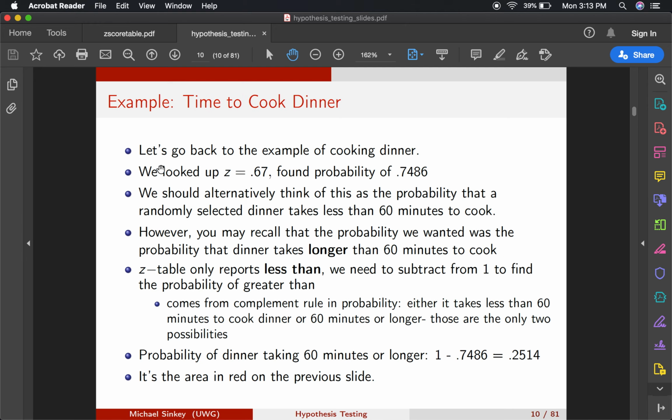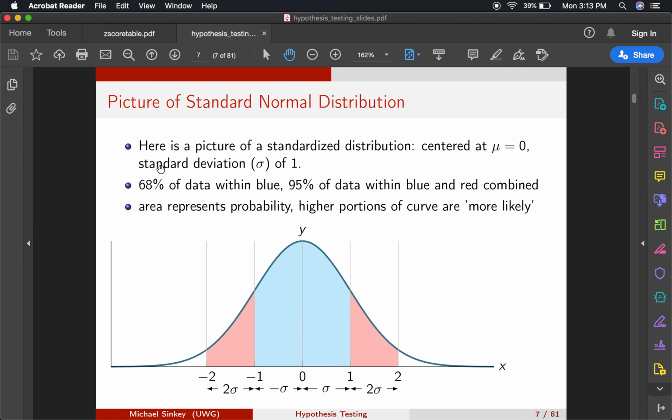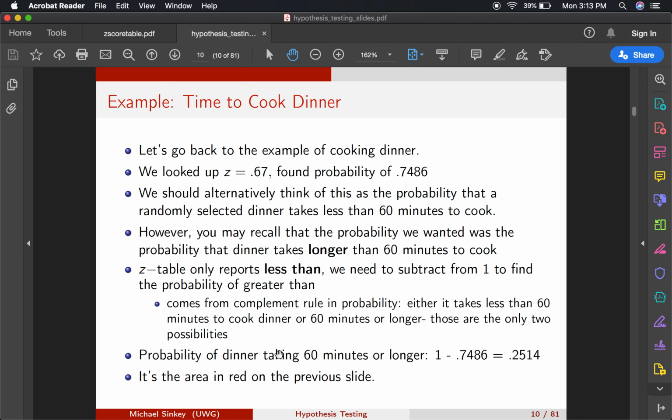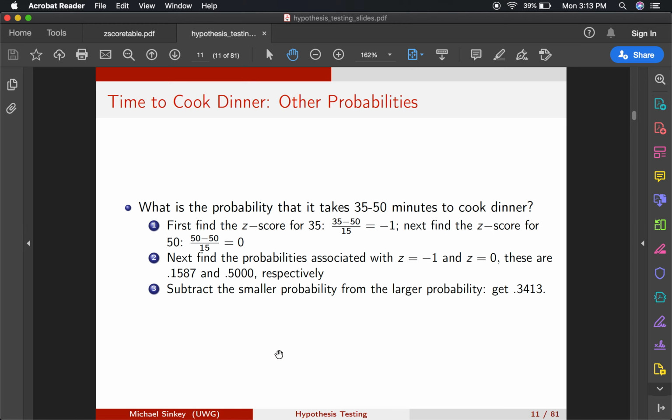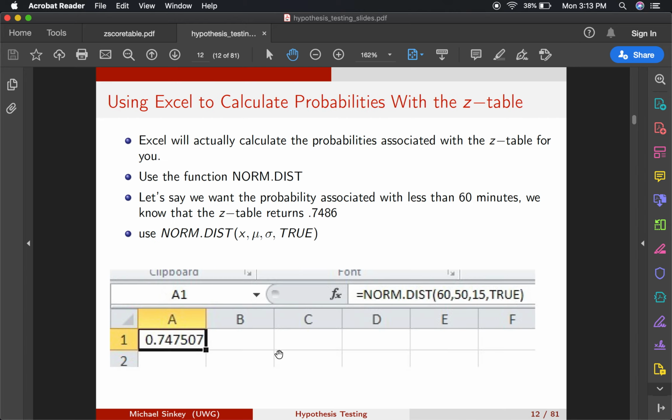If we go back to these slides, everything to the left of -1 is 0.1587, and everything to the left of 0 is 0.5. So I just want to take the 0.1587 and subtract from 0.5, and I get 0.3413. 34.13% of the time, it takes between 35 and 50 minutes to cook dinner. That's based on the modeling assumption that I chose.